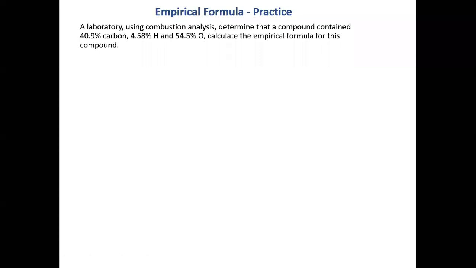So here we have this compound. It contains 40.9% carbon, 4.58% hydrogen, and 54.5% oxygen. Calculate the empirical formula for this compound. So the first thing we want to do is assume a 100-gram sample. And you can assume any gram sample you want, but 100 is just the most convenient, because now that we have a 100-gram sample, we can find the mass of each element. So we found the mass of carbon, the mass of hydrogen, and the mass of oxygen.